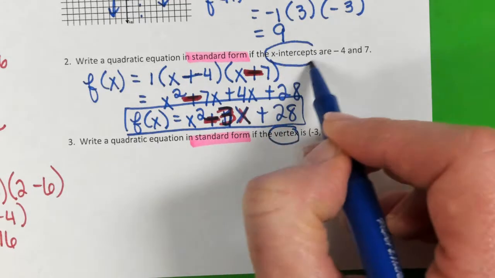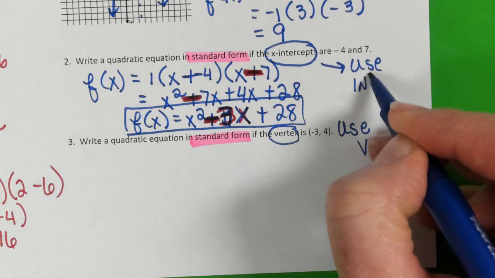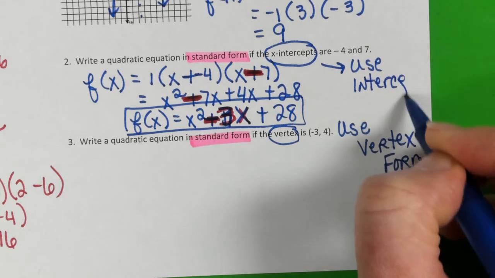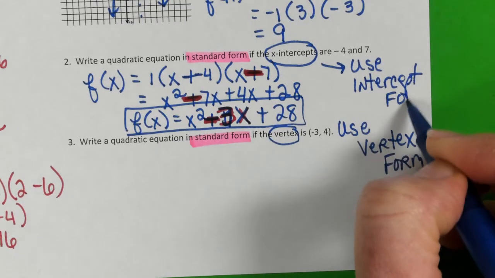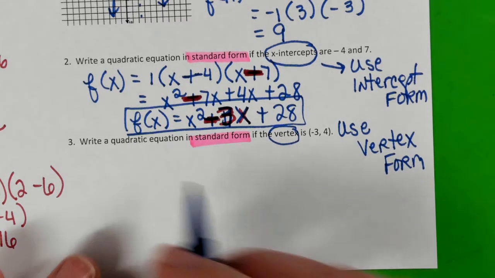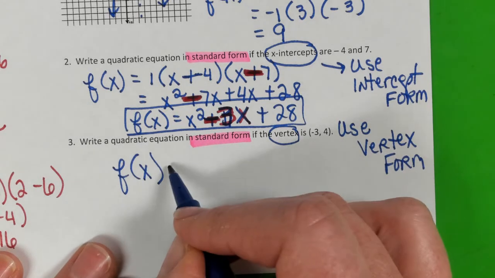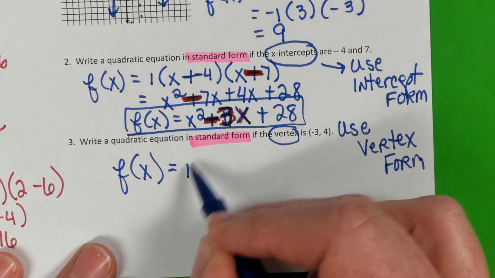If we're given the intercepts, we have to use intercept form. And so that's something to kind of think about. Okay, when do you use each form? Okay, so for this one, again, we're only given one point, so we have to assume that a is 1.